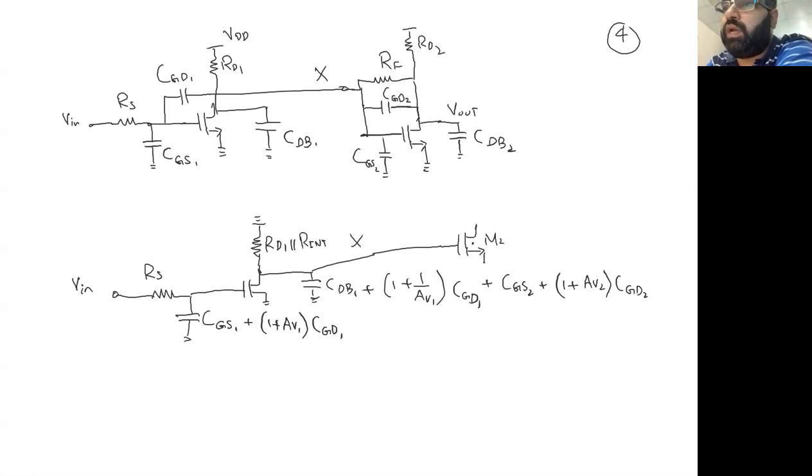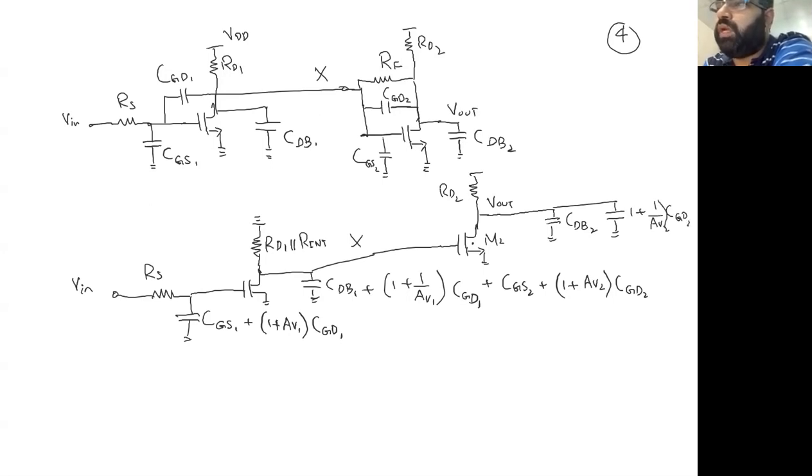And with M2, we have a V out here, we have RD2 here, and at this point we will have CDB2, and then we have another capacitance which will be 1 plus 1 over AV2 times CGD2. So we have this one. The summation of both will ultimately come.